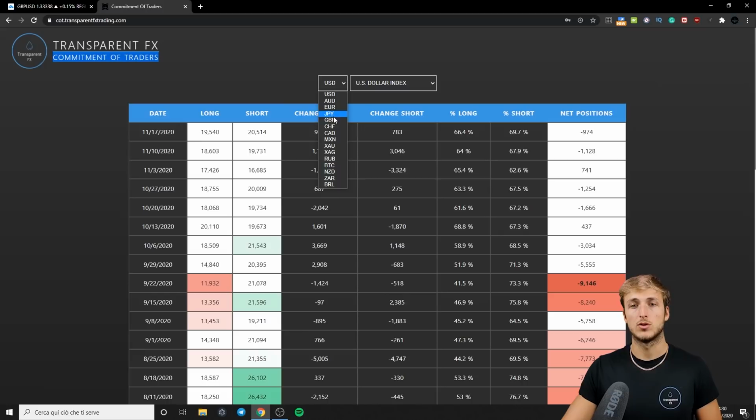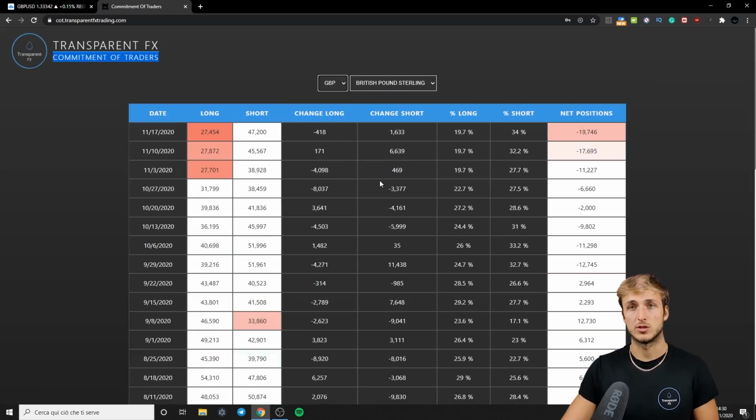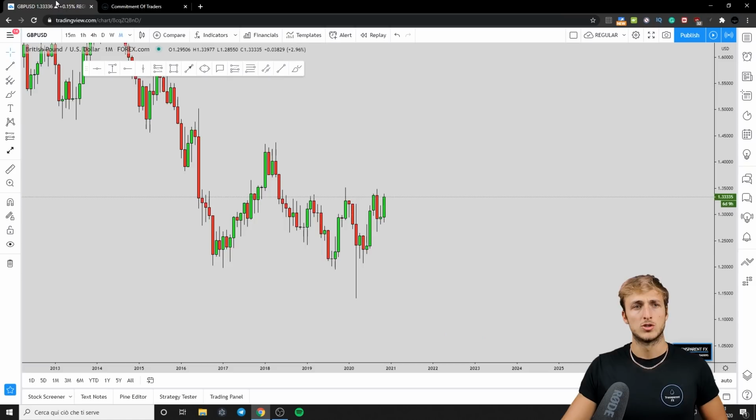And if you're able to read how the positioning of the biggest banks and institutions is shifting in time, you obviously have an advantage over your competition in the market to be looking for the best opportunities and capitalizing on the moves in the market. So without further ado, let's get straight into the analysis. And as usual, I will keep it as educational as possible.